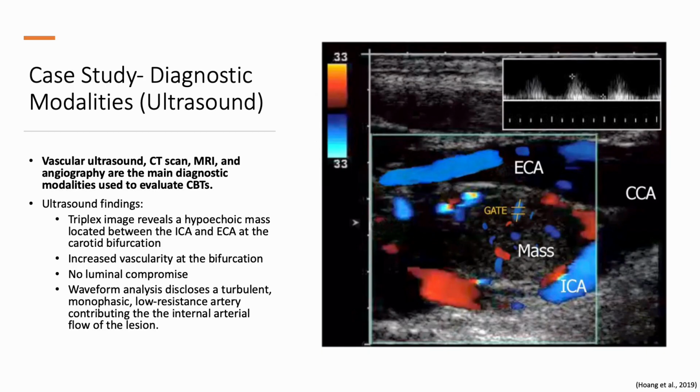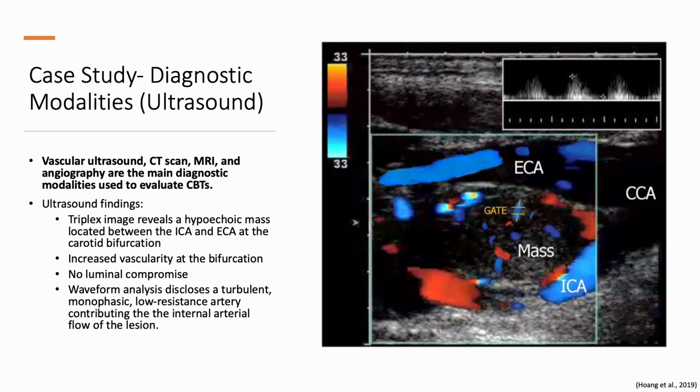Okay, so when it comes to the diagnostic modalities that are needed to evaluate carotid body tumors, vascular ultrasound, CT scans, MRIs, and angiography are commonly used. So if we refer back to the case study, the patient's vascular ultrasound images revealed a hypoechoic mass, which makes sense because those solid masses of tissue are usually hypoechoic because they don't send back a lot of sound waves, and that causes them to be that darker gray color.